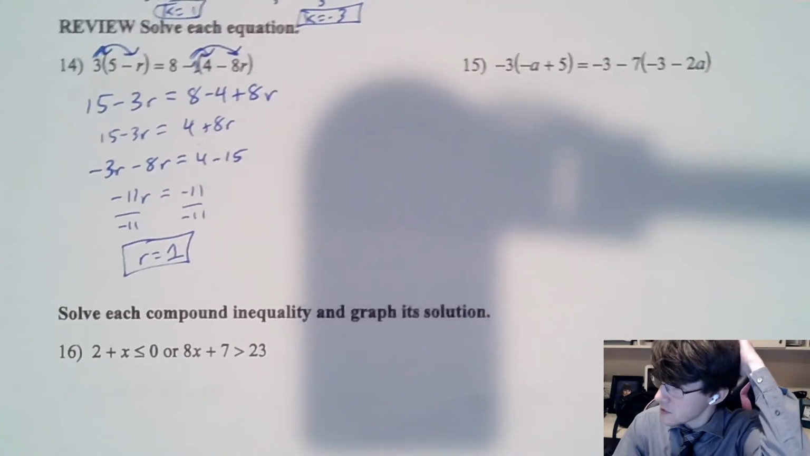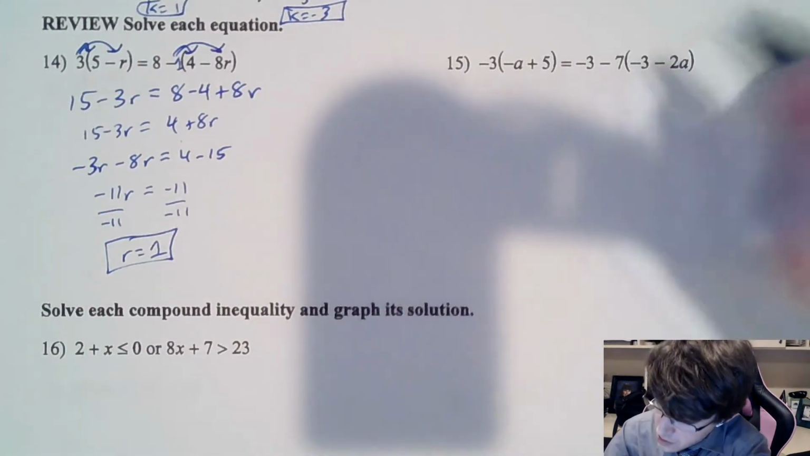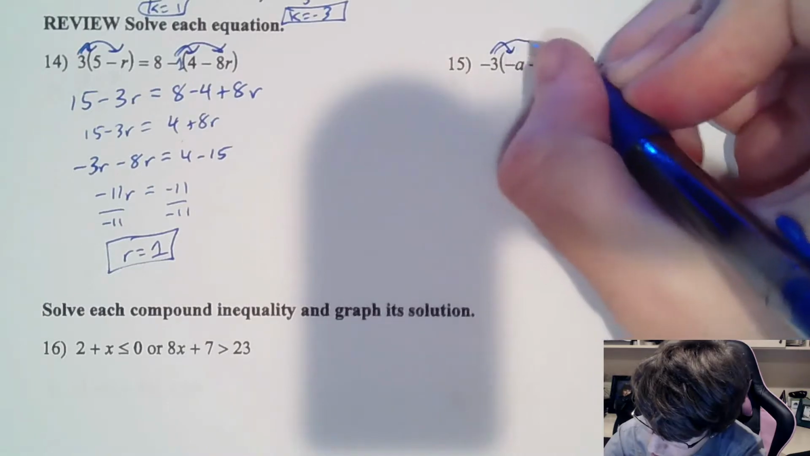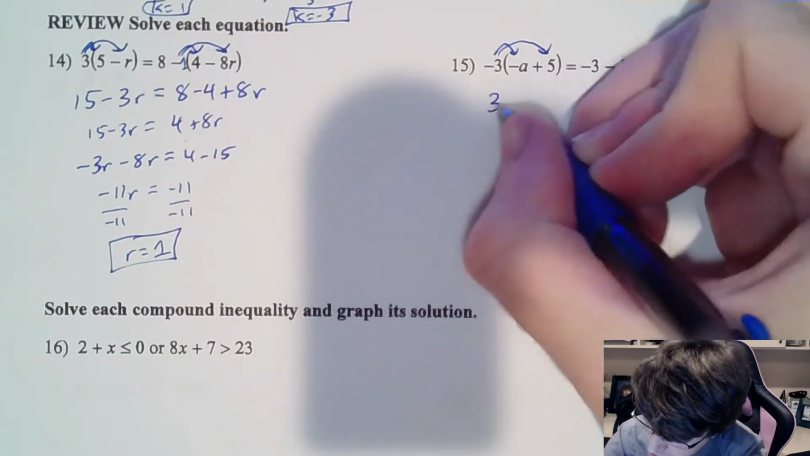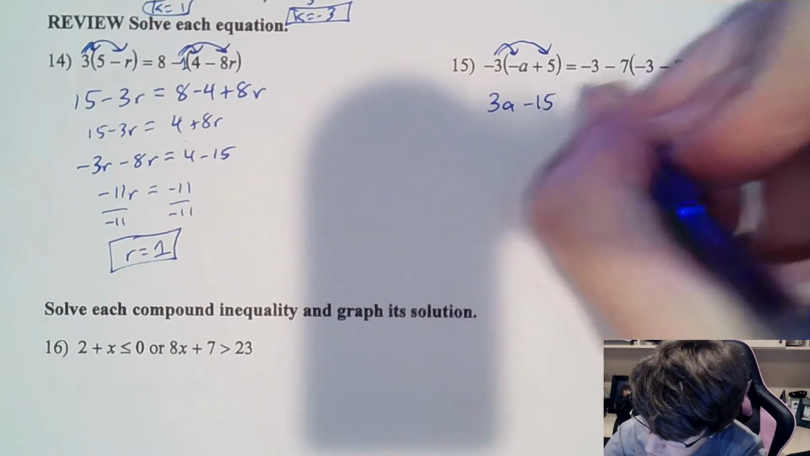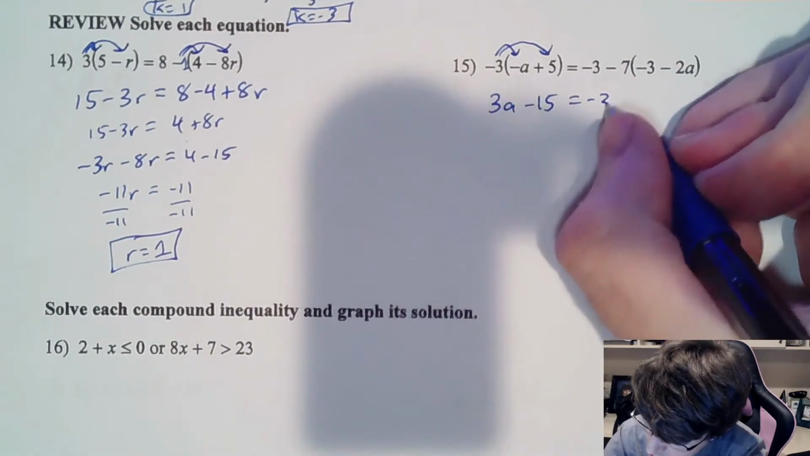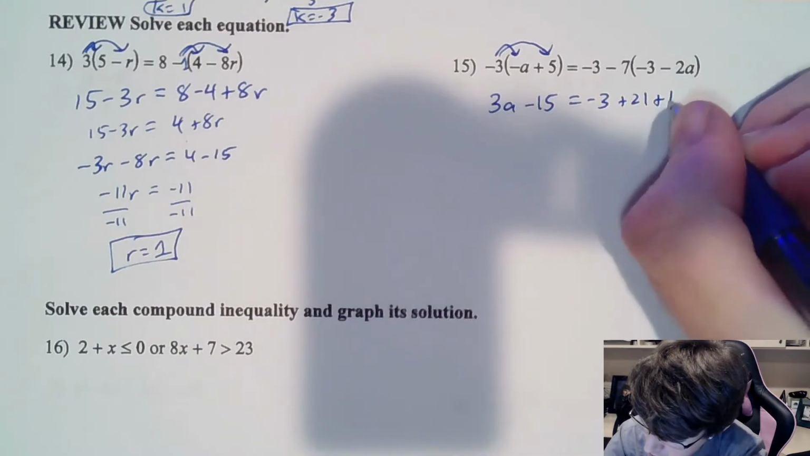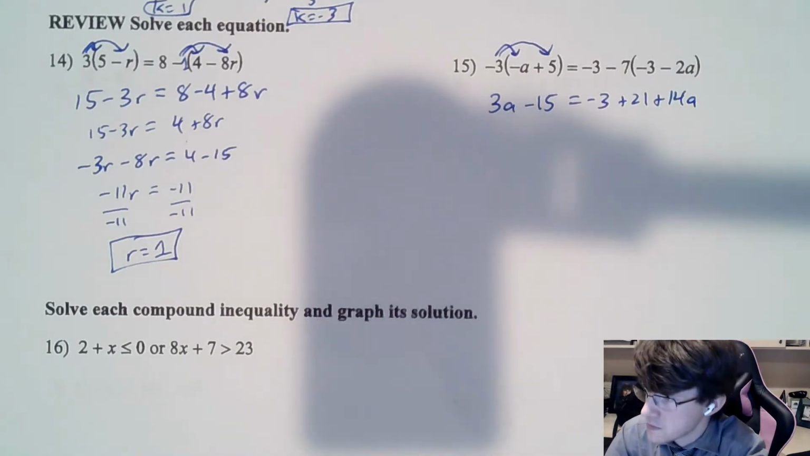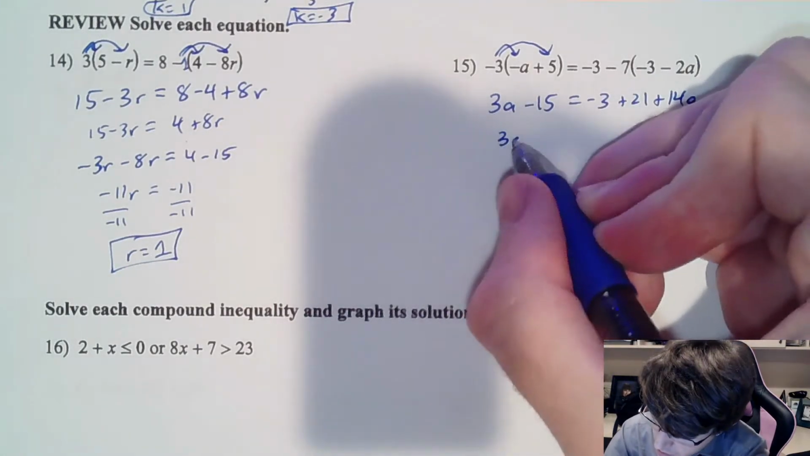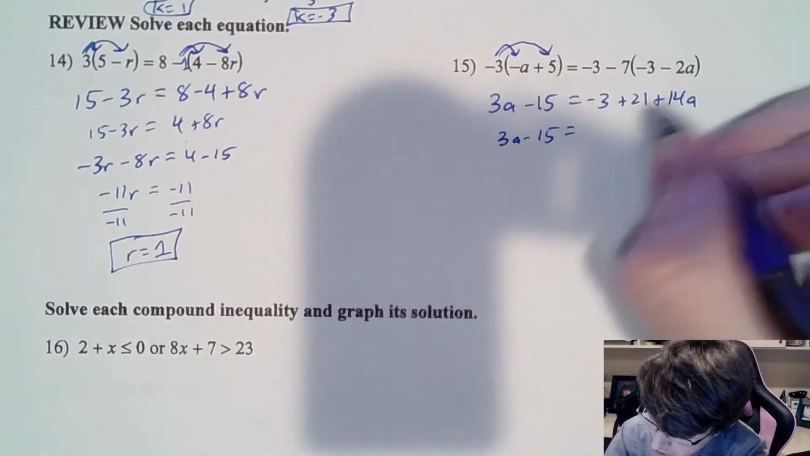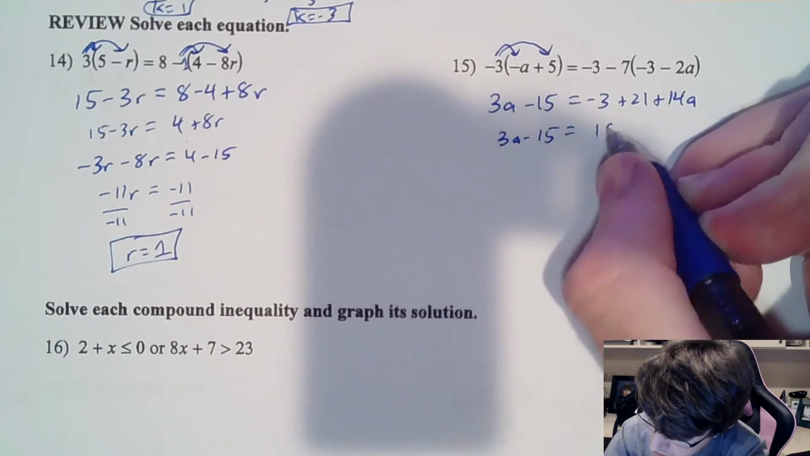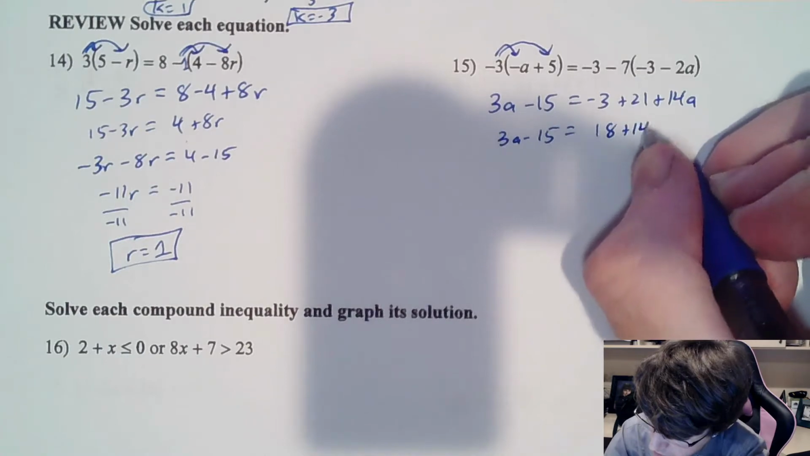Let's keep it moving. Number 15. So we're going to distribute this negative 3 to both of these guys. We're going to get a 3a minus 15 is equal to negative 3 plus 21 and then plus 14a. So you get 3a minus 15 equals 18 plus 14a.